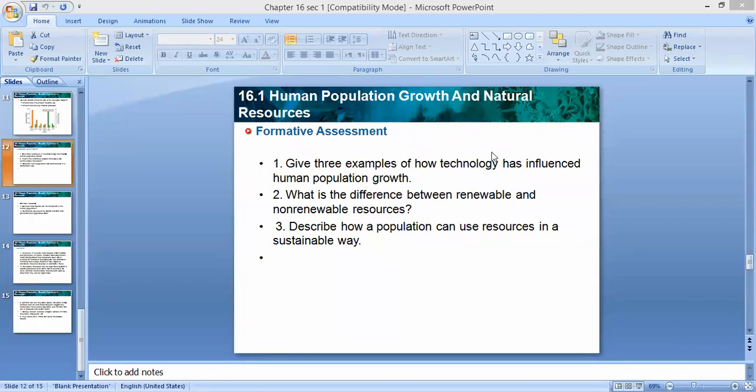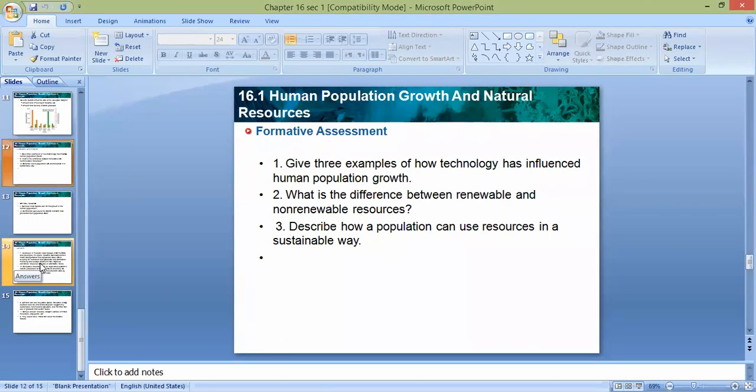يلا يا مس بدي حدا يجاوب. أدهم. محمد حلاوة بتعرف؟ ألو محمد. يا مس معك. عارف؟ مش عارف you don't know؟ لا والله. طب ميرنا. مس أعطيني how a population can use resources in a sustainable way.